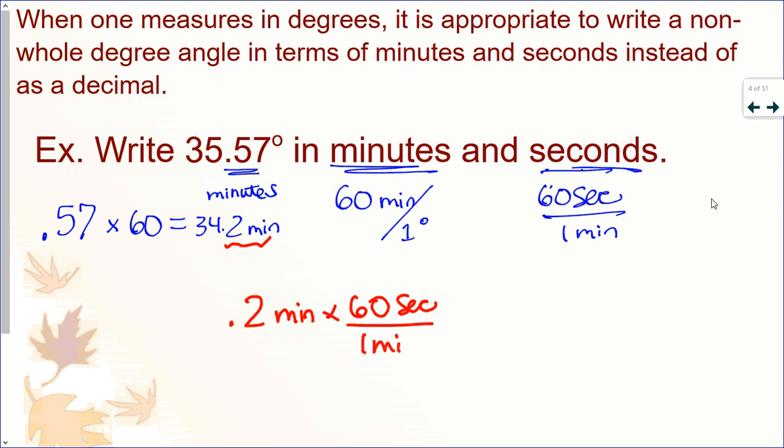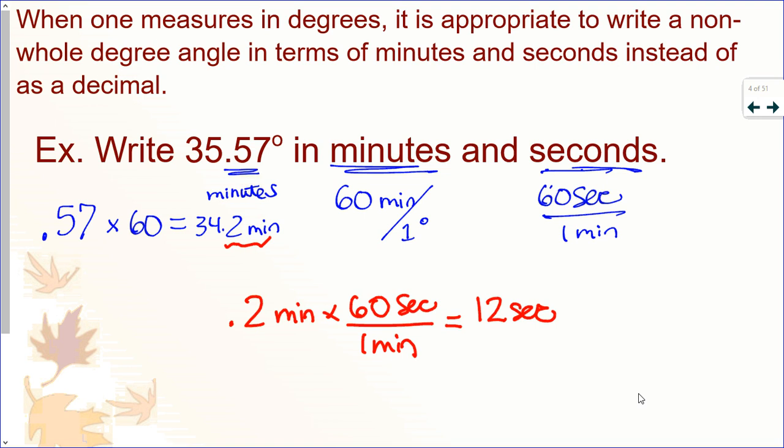So it is the steps of taking the decimals and breaking them down to smaller units. So we take the decimal in degrees, break it down to minutes. Take the decimal in minutes and break it down to seconds. So that's going to be 12 seconds, I think. Let me just make sure. Yeah, that's right. So there we go.